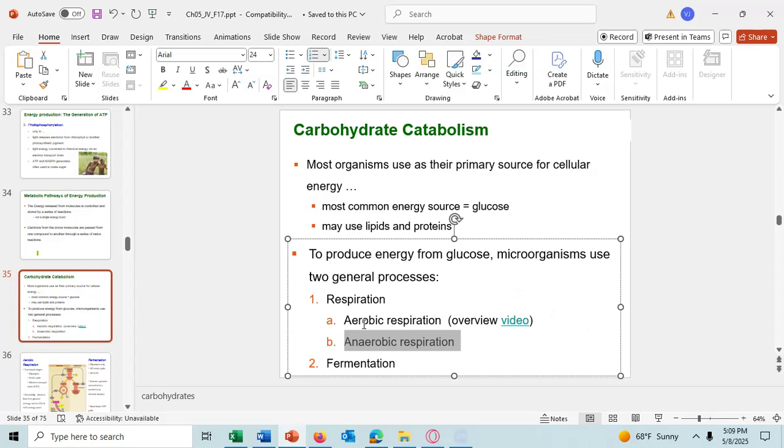And then Streptococcus, what is it? No, Lactobacillus, as well as Streptococcus, something that makes yogurt. Those organisms only use fermentation. The yeast making bread or beer uses fermentation.